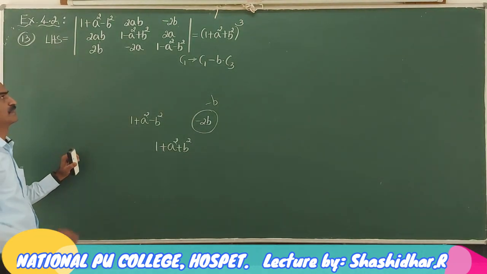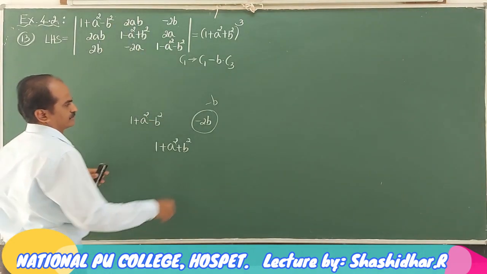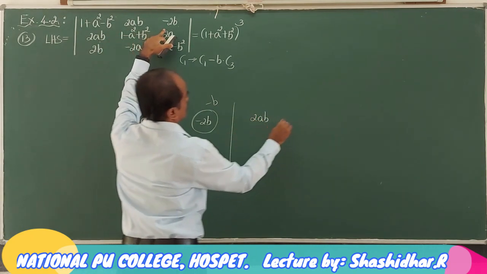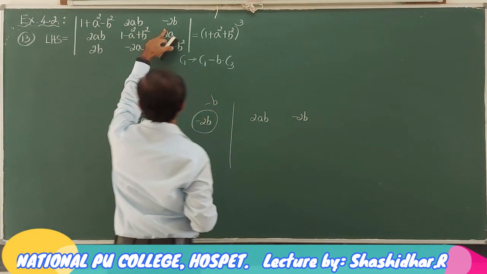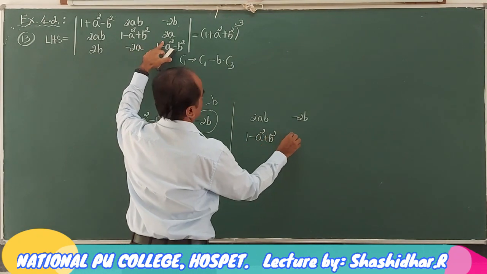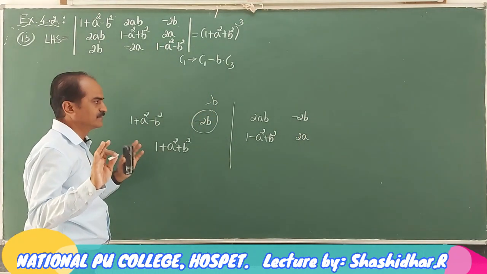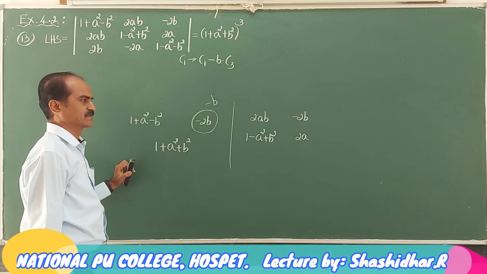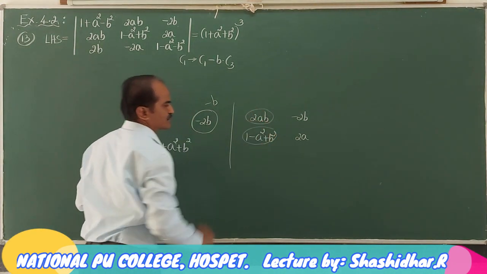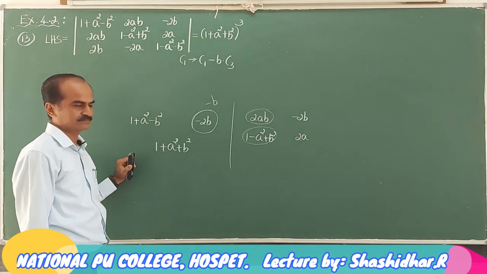Next. Now observe second column and third column. Second column element 2ab, third column element minus 2b. This one 1 minus a square plus b square, this element 2a. Now again, think of the basic operation so that the elements in the second column should become a multiple of 1 plus a square plus b square. How can I get it?